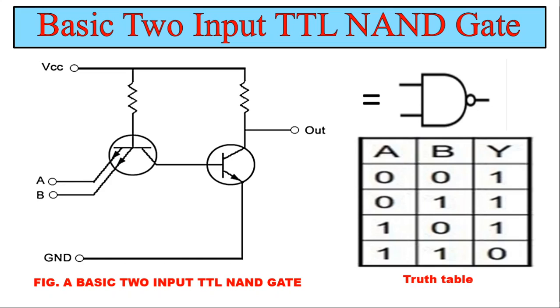Let us understand the operation of the TTL NAND gate. When the two emitters of the input transistor are connected to high voltage, that means A and B connected to high voltage, then the emitter base junction of the transistor is in reverse bias. That means the transistor is in reverse active mode. In reverse active mode, a small magnitude of current flows in the opposite direction.